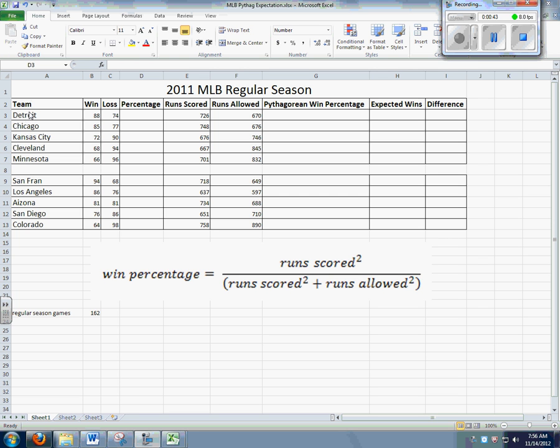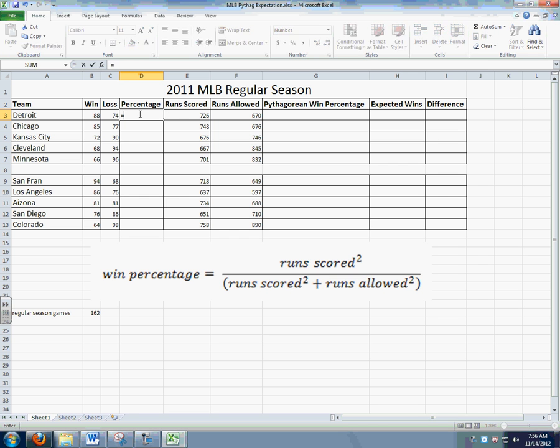So the two divisions I picked are the AL Central with my team Detroit and the NL West with your guys' team Colorado. So here's their wins and losses, runs scored and runs allowed for 2011 season. Some shortcuts. If I want to figure out their win percentage, baseball plays 162 regular season games. So if I say equals, I grab the win and I divide it by 162. And I hit enter, it'll give me 54%.